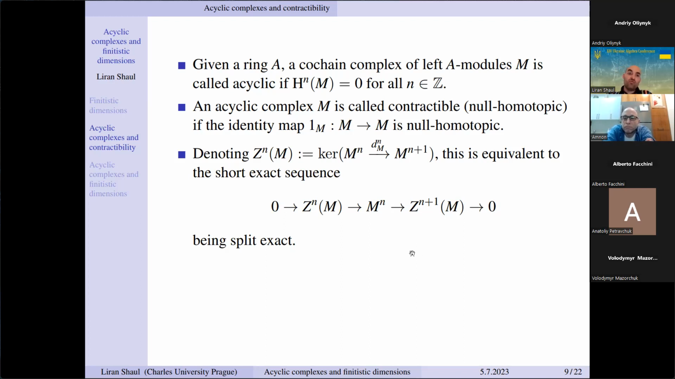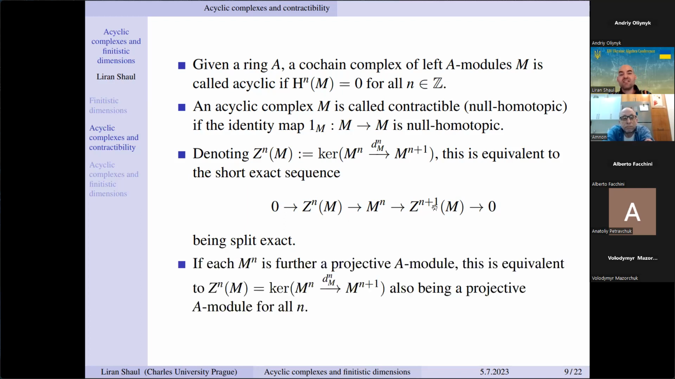Now, if I assume, which I will, that my complex is a complex of projective modules, then saying that this is split exact just means that each of these cocycle modules is itself a projective module. So for an exact complex of projective modules, being contractible just means having projective cocycles.